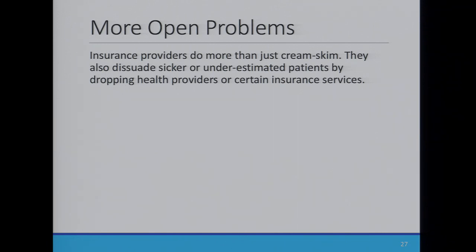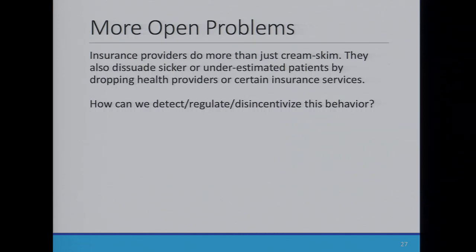So this is not currently accounted for. This is an action that we're not accounting for in the action space. So how could we detect or regulate or disincentivize this sort of behavior? Because this is actually a major problem. And this is part of how they're doing their cream skimming, by only attracting the healthier patients and dissuading the sicker patients by getting rid of the good doctors.